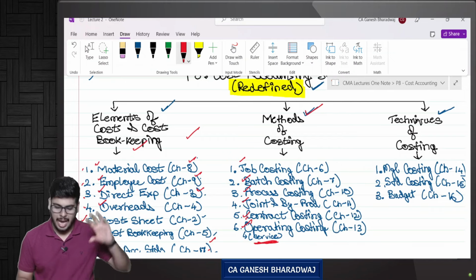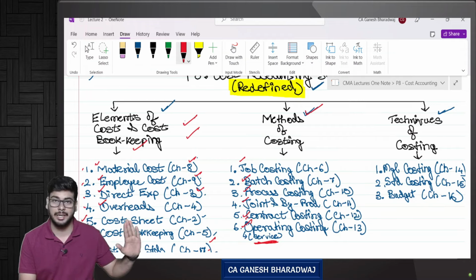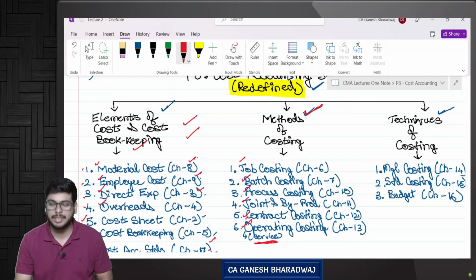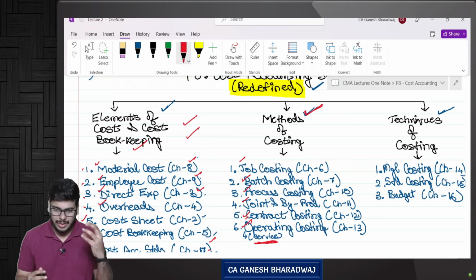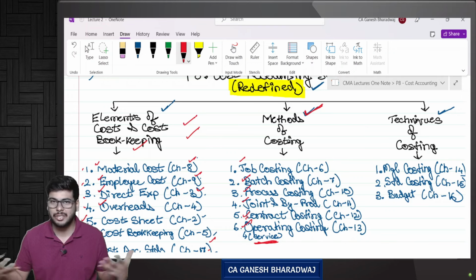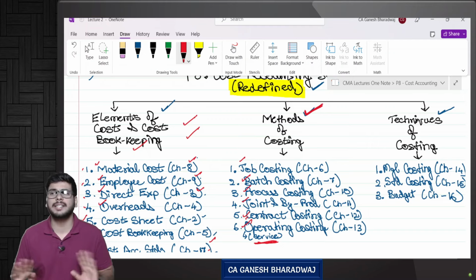So basically, applying whatever concepts we learned in the first category and customizing them to each and every sector is what is covered under methods of costing. Certain unique aspects can develop in each of these sectors, and sector wise cost accounting is what gets covered under methods of costing. Are you clear with this? Yes. And then what is the third part? Techniques of costing. Now, techniques of costing is not sector specific.